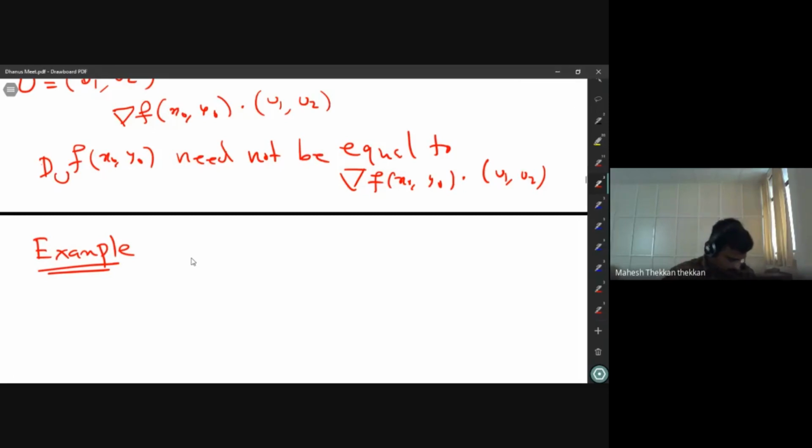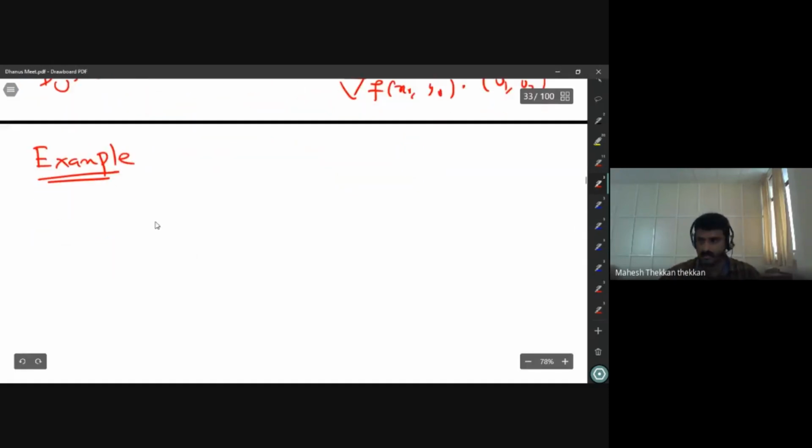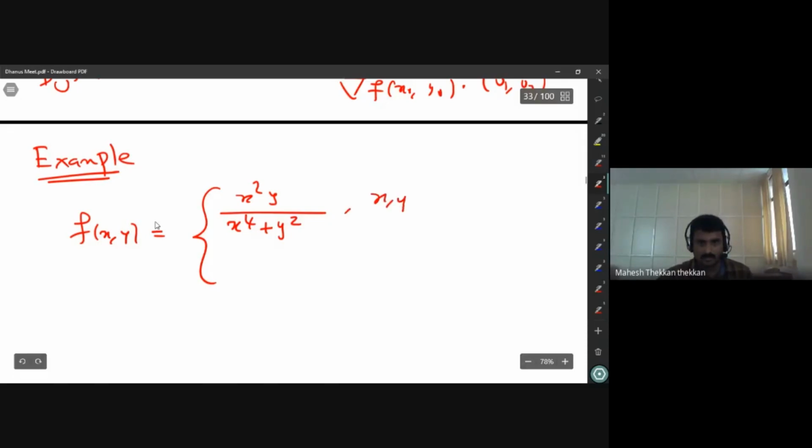So you look at this example. This will be most important. f(x, y) = x²y / (x⁴ + y²) for (x, y) not equal to (0, 0), and 0 for (x, y) = (0, 0).